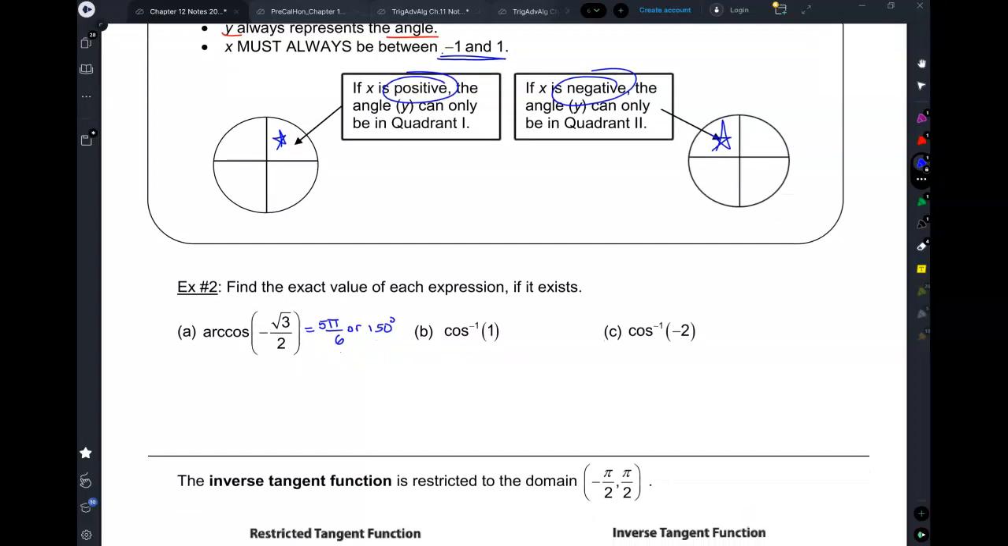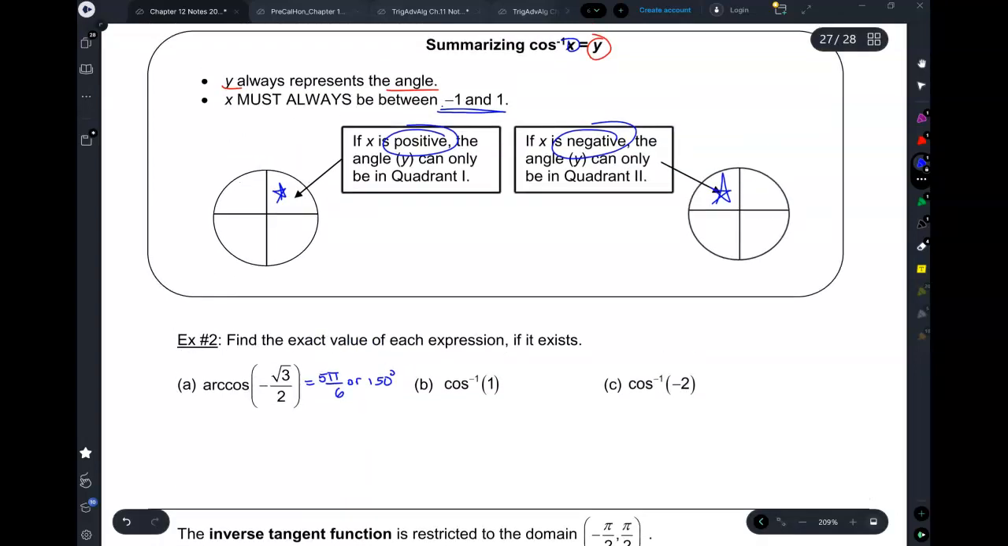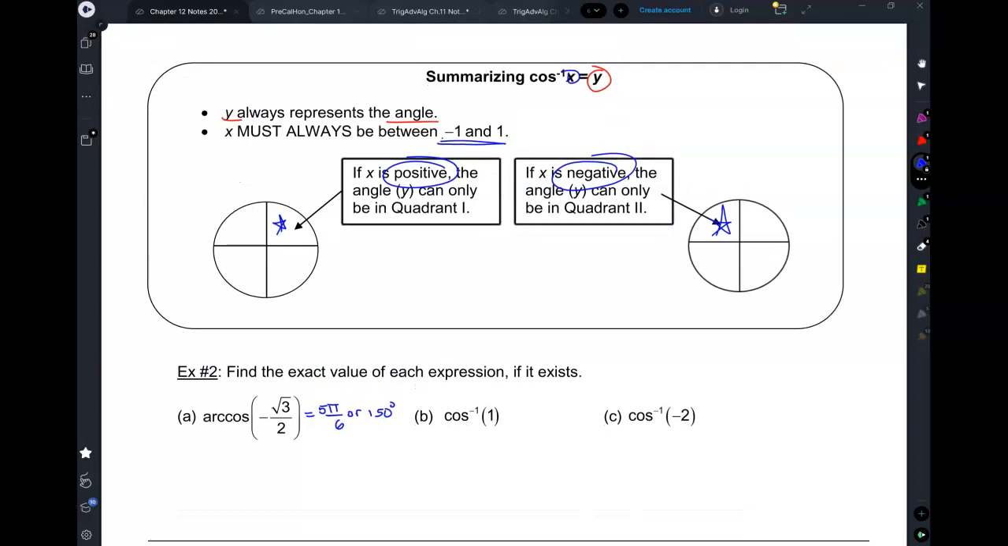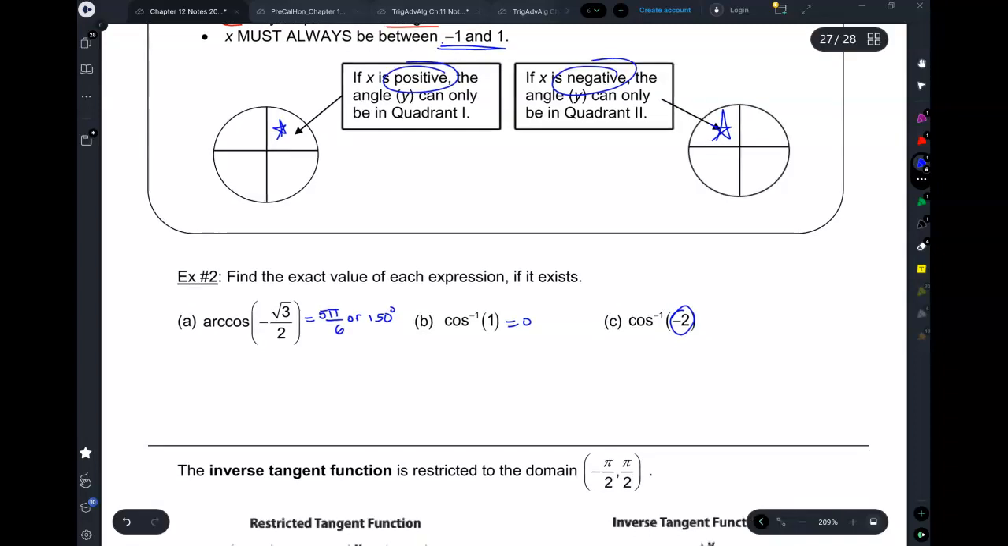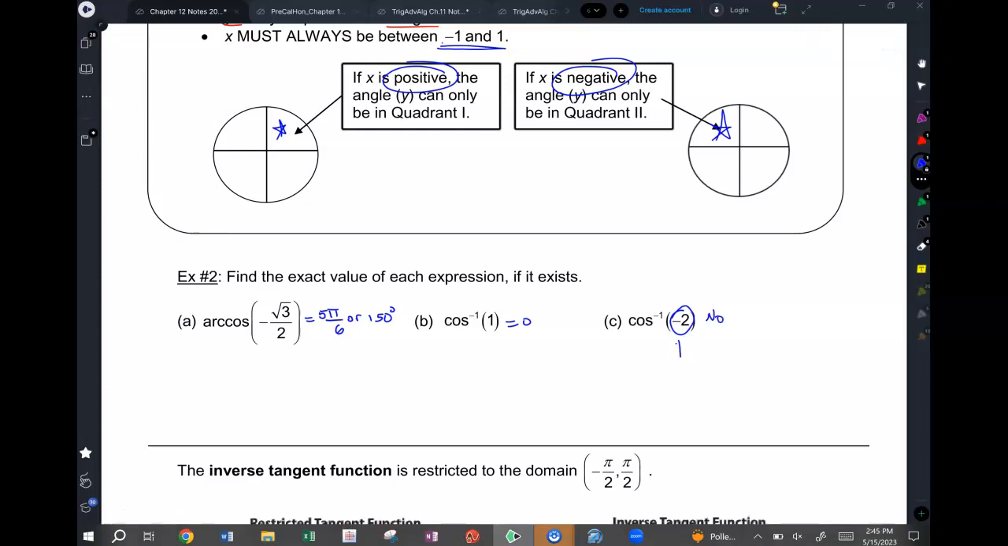Okay, so the next one, inverse cosine of 1. So for what angle is the cosine equal to 1? Cosine is the x value. So it's 0. Okay, inverse cosine of -2. So what should this value always be? Between -1 and 1. So does that work? No. So this is not possible, because this is not between -1 and 1.